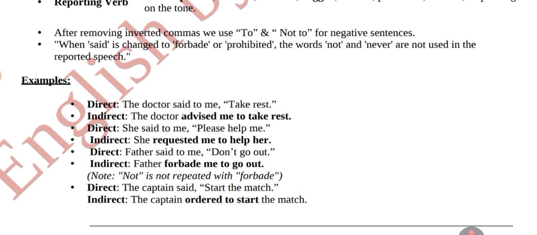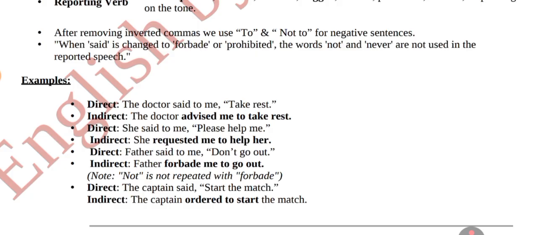Second example here is, she said to me, please help me. Then you can easily understand the tone of the sentence. Then you will change your said to into requested. She requested me to help her. Me is the first person and it changes with the subject of the reporting speech. Me is the objective form, she's objective form is her. Then you will write her here.